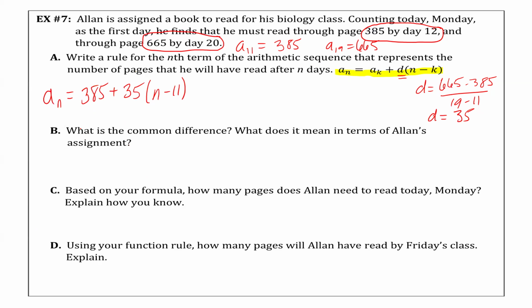Okay, if I didn't use that one, but I chose to use a sub 19, or a sub 19 would be, what is its value? 665 plus 35 times n minus 19. Do we see how we can have two different models?